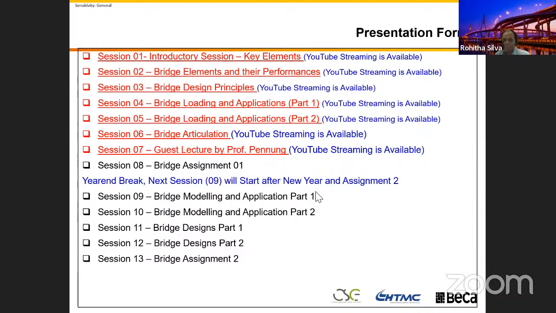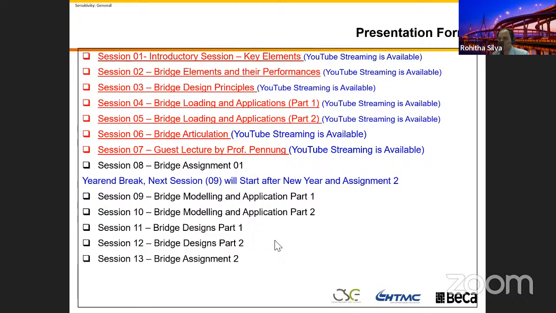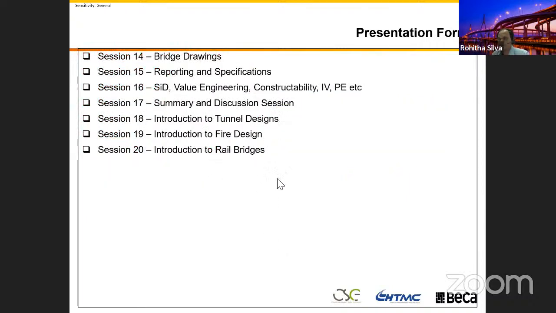So I will give you assignment number 2. That's also to do with more calculation-related things. Then for the bridge modeling part, I thought of getting into a bit more detail, so I split that one into 2 parts. Another thing, I thought of concentrating and focusing this one to finish within 2 hours. So bridge design, we're going to go for 2 sessions as well. Then we're going to discuss bridge assignment 2. Then the rest.